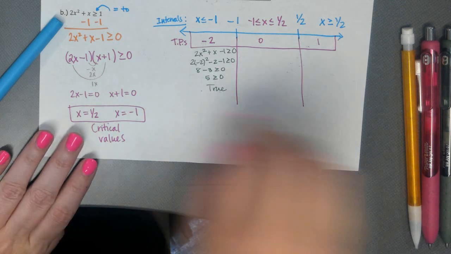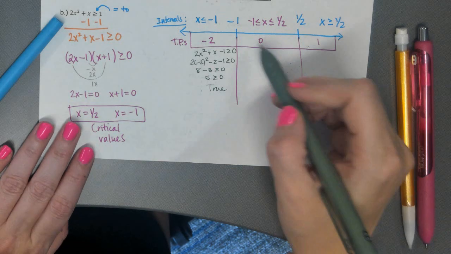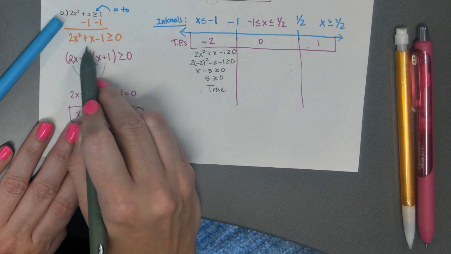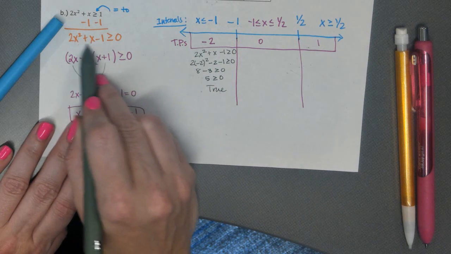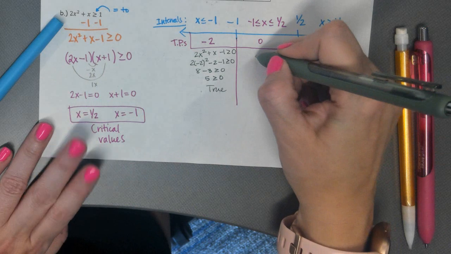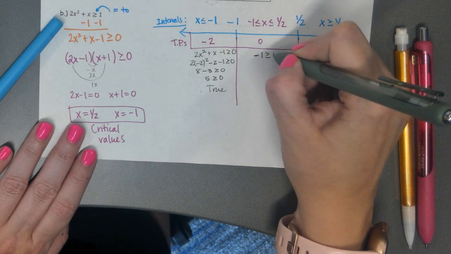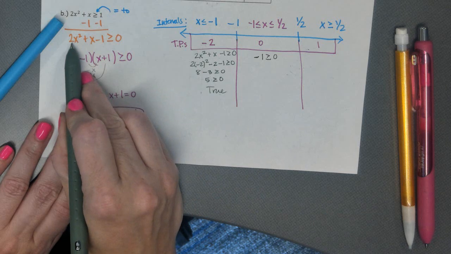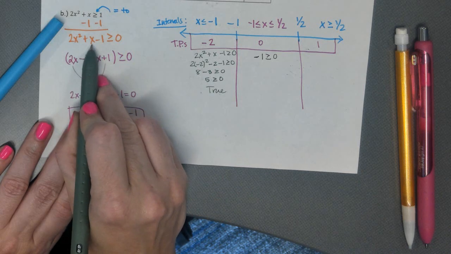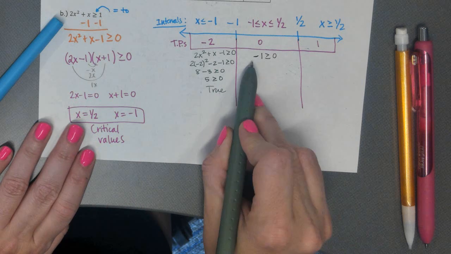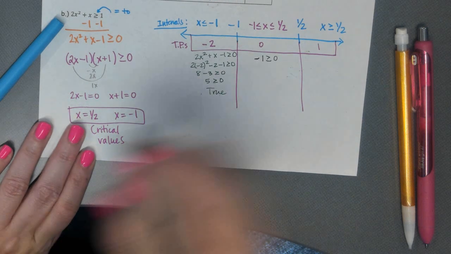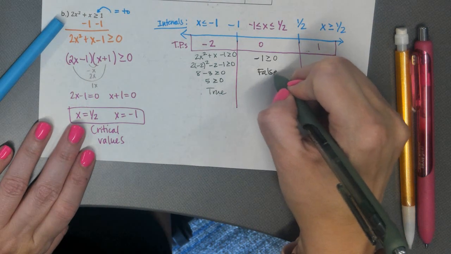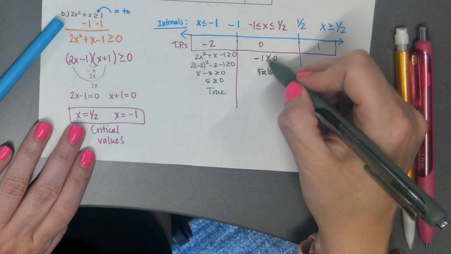Okay, and then when you plug in 0, this is one where you should be able to see right away this equation is negative 1 is greater than or equal to 0. If you plug that in, is that okay? So I'm plugging it in here. 2 times 0 squared plus 0 minus 1 is negative 1. Is that true or false? False. Negative 1 is not greater than or equal to 0.